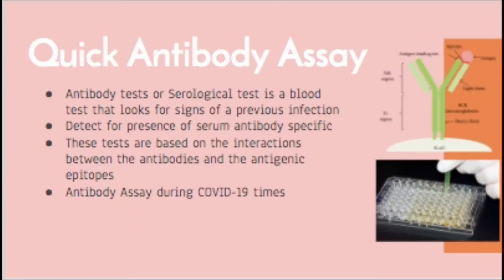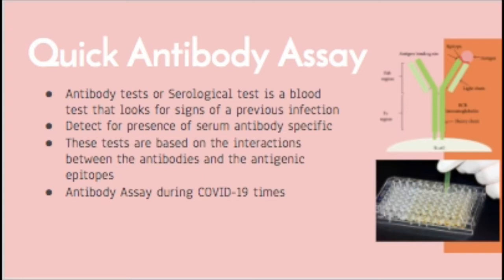An antibody test, or serological test, is a blood test that looks for signs of a previous infection. To conduct an antibody assay, a blood sample is collected and sent to a lab in a vial where they run a test that detects for the presence of a serum antibody specific for signs of immunological exposure and response. A serum antibody specific is the proteins in the blood that fought off the antigens or the toxins from the infection.